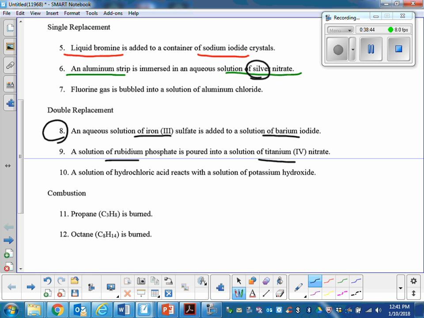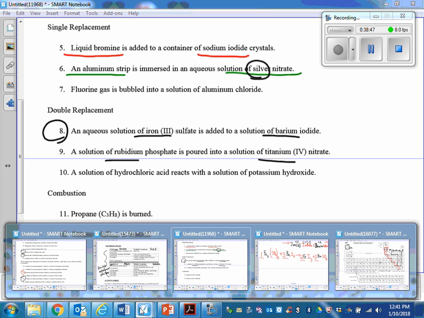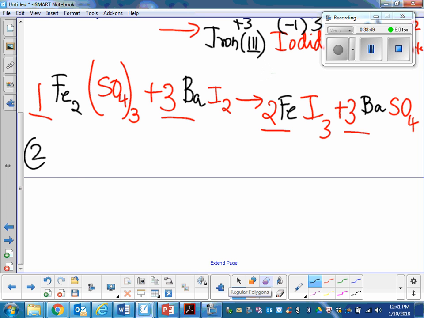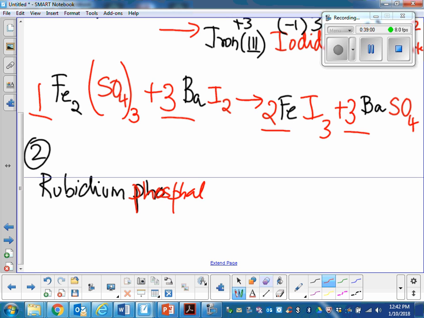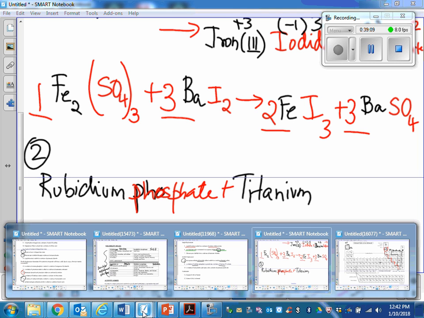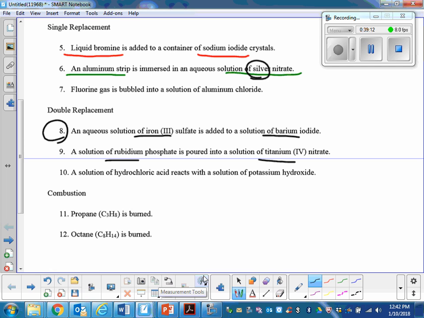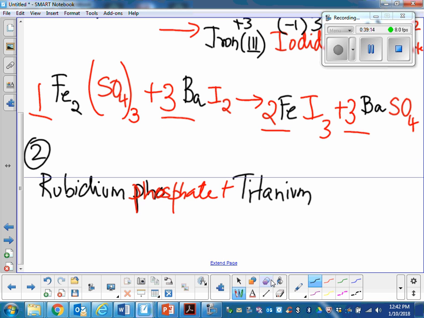So here are the reactants. You have rubidium phosphate, plus titanium. Remember, what was the non-metal portion of it? It is titanium 4 nitrate. Okay, titanium 4 nitrate.